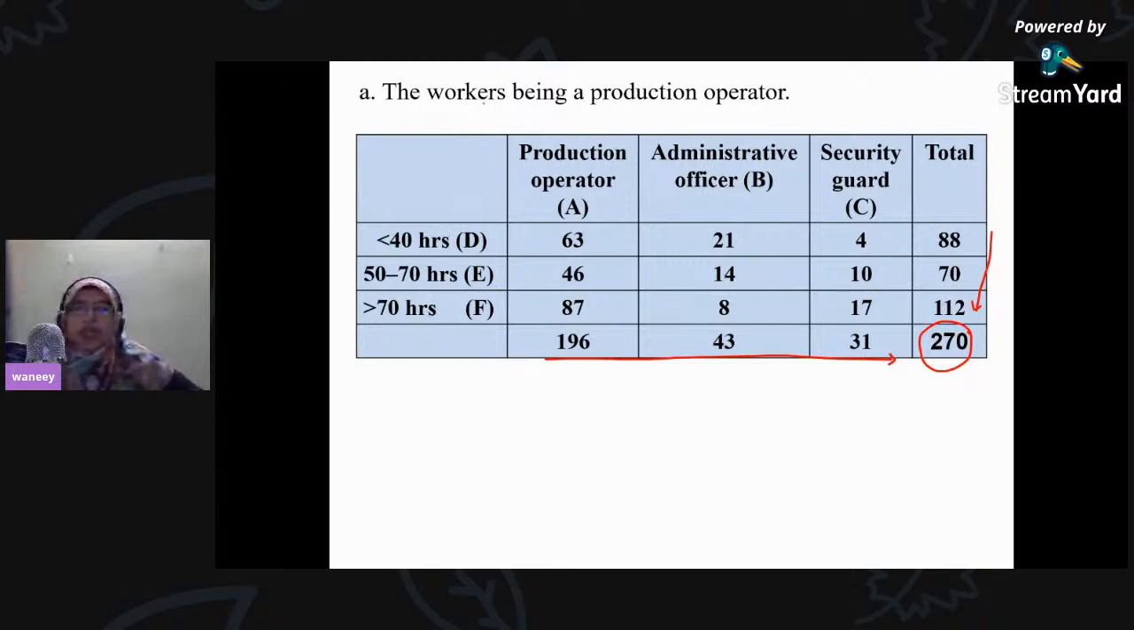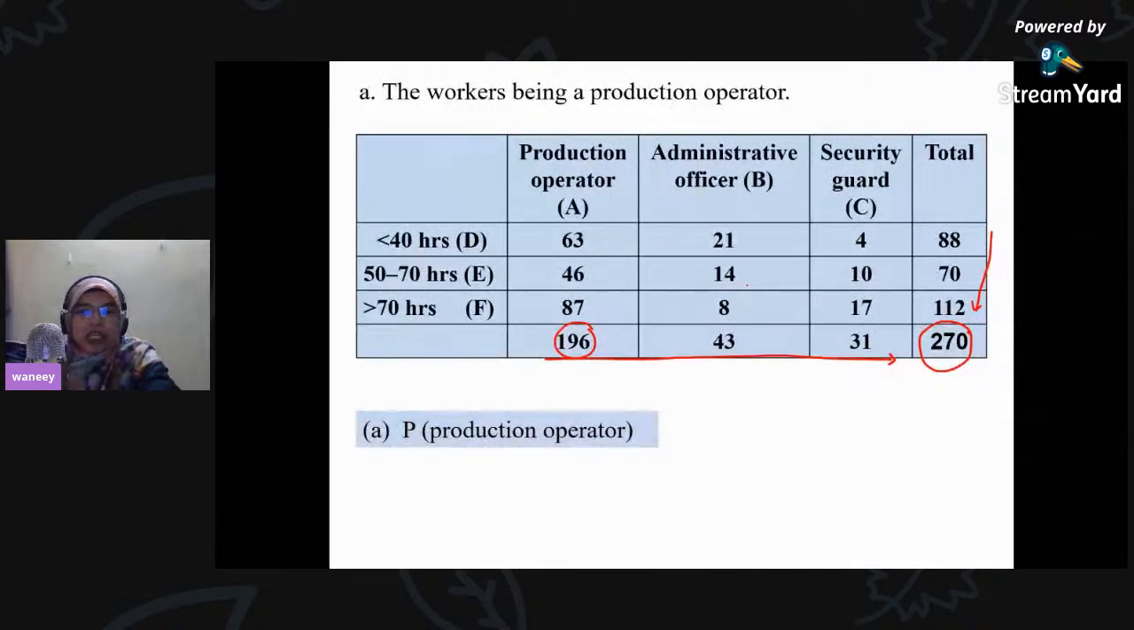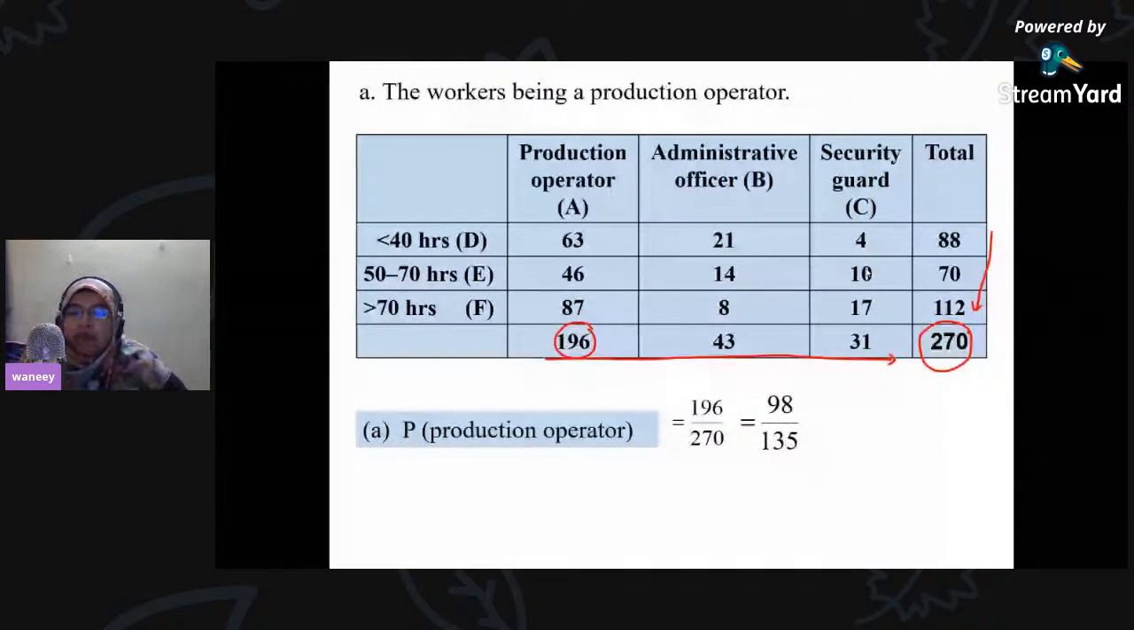Okay, so now the worker being a production operator, so this is a production operator. The total number for the production operator is 196. So that means the chance of choosing a worker that is a production operator is 196 over 270. So you can actually simplify it and it will be equal to 98 over 135.